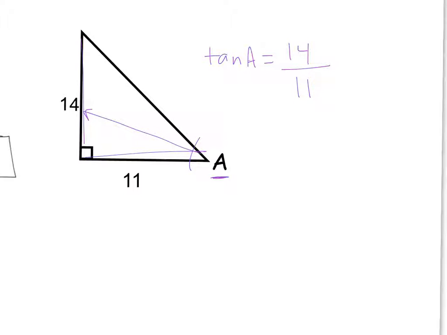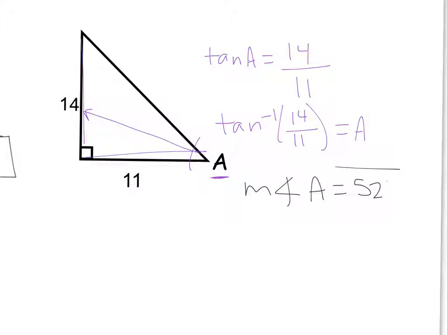So now I need to figure out the missing angle. So inverse tangent of 14 over 11 equals the measure of angle A. And then into my calculator, I will type in second tangent of 14 over 11 and get 51.8, which then would round to 52 degrees. So the measure of angle A is 52 degrees.